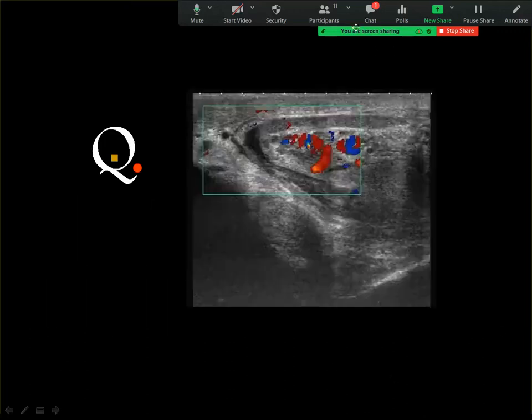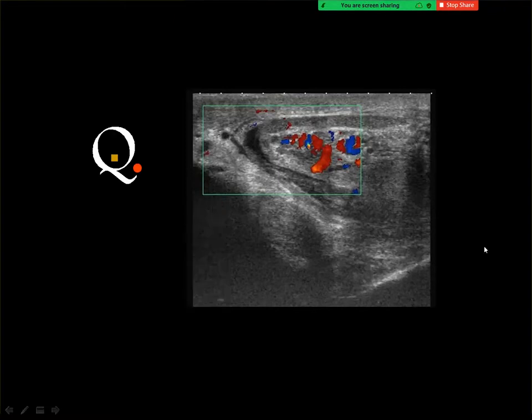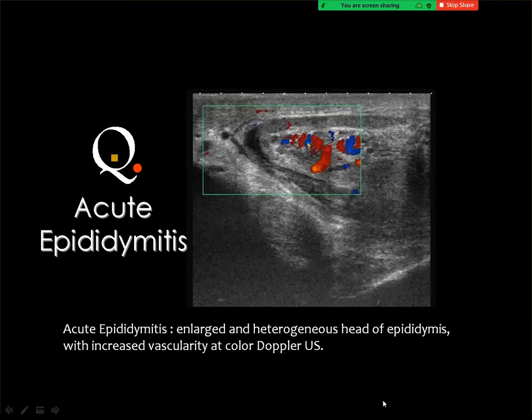Ultrasound of the scrotum. Yes, and this is epididymitis. The epididymis is the only affected by the disease with hypervascularity, but the testis is not. And sometimes you got orchitis as a separate entity or epididymitis as a separate entity, and frequently you got both, epididymo-orchitis.